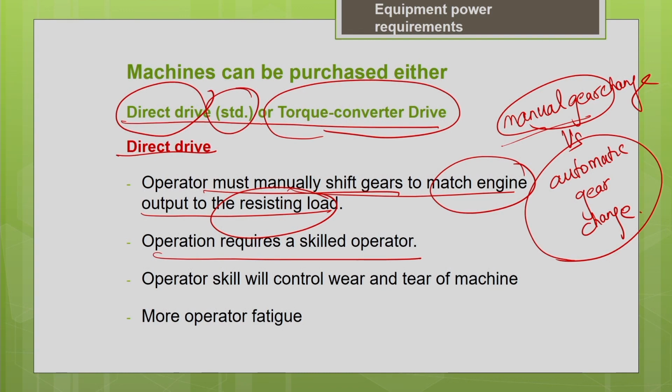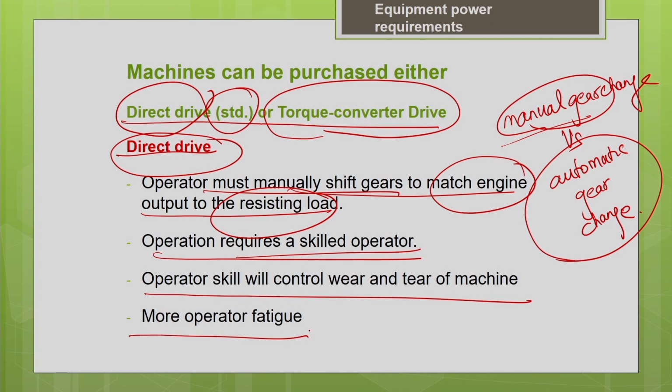So this mismatch can affect the life of your machine. It will result in wear and tear of your machine. That is why we need a more skilled operator for this direct drive transmission. As I told you, operator skill controls the wear and tear, and this also results in more operator fatigue.